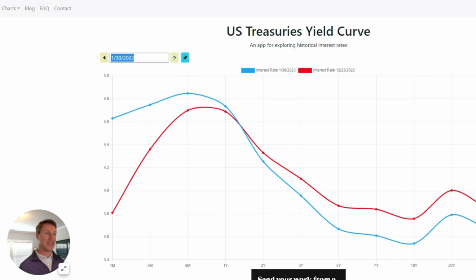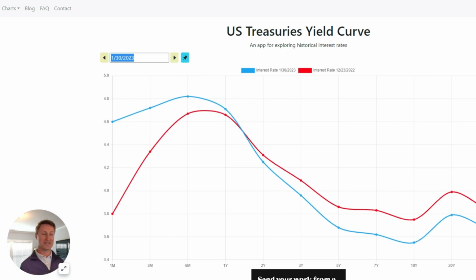And let's go to today. All right, so here we are today. 4.6% overnight, 1 month so far rate, up from 3.8%. It increased the short end of the curve, really decreased the long end of the curve. This is great for commercial interest rates.